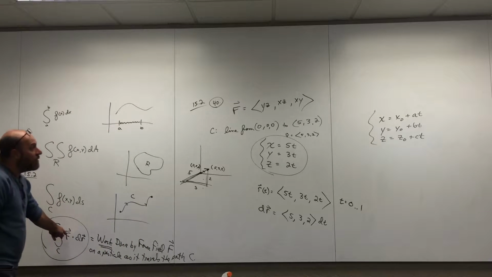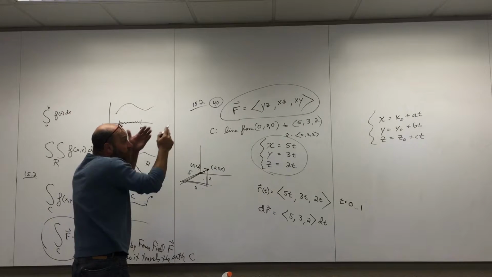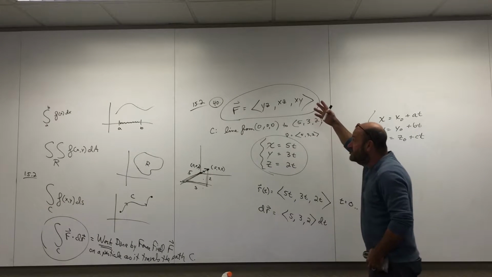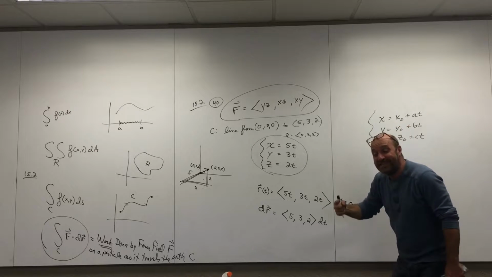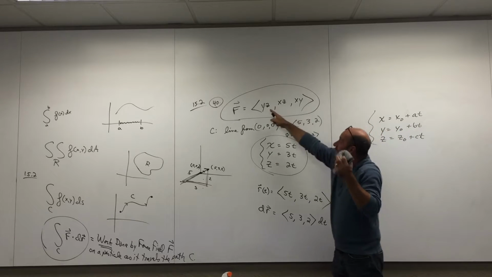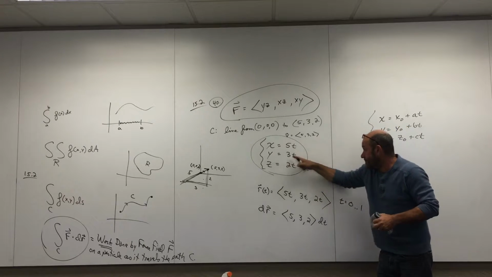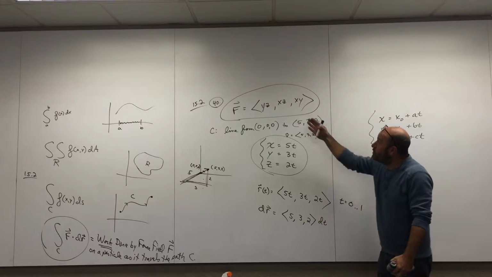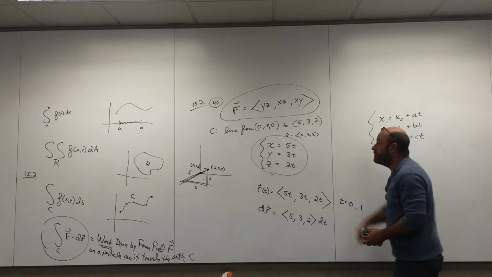My f, well, my f is this vector field. But I've been trying to tell you that I got to put that vector field all into t's. And so, again, it's totally dictated by the parametrization of the curve. What is y when your curve is parameterized like this? Y is 3t. What's z? Z is 2t. What is x? X is 5t. I need to plug all that in.